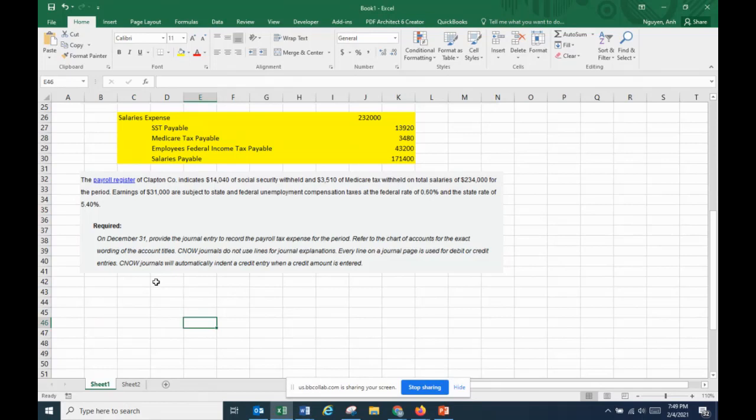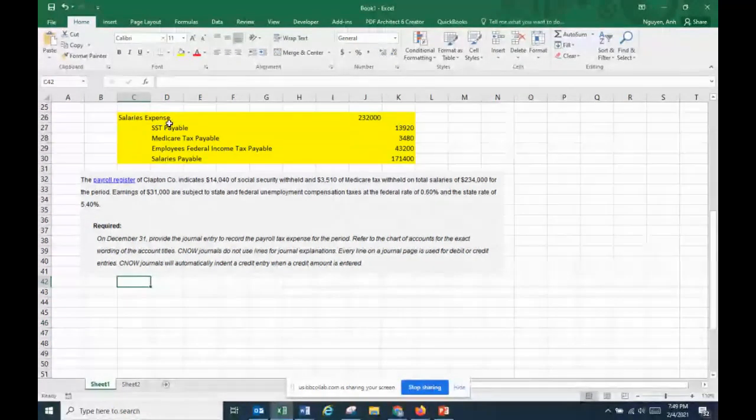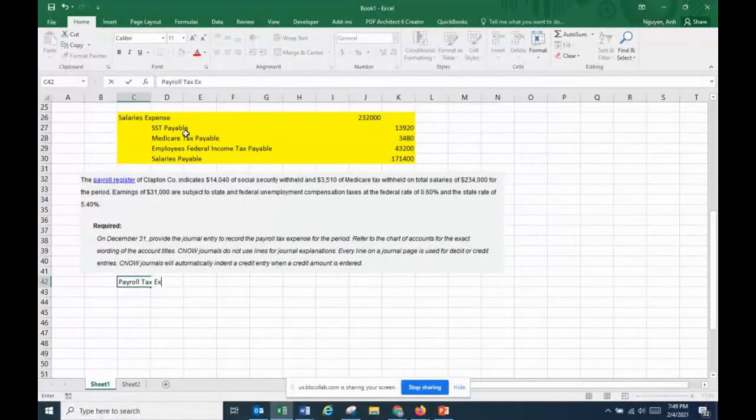This is payroll tax expense, which is different from salary expense here, because this is not the employee's wages. Up here, it's the employee wages and the amount of tax that we collect from the employees on behalf of the government. So that's different from the bottom entry that we're doing now. This is the company's taxes that are owed by the company.